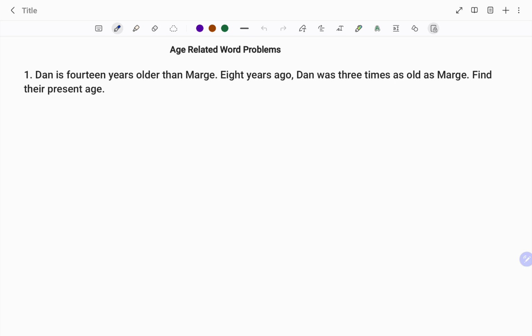I'll start with Madge. And then, if I draw my column, I have their current age. So I'm going to say their age now. And then the next statement here says 8 years ago. So I'm going to have a column that says 8 years ago.